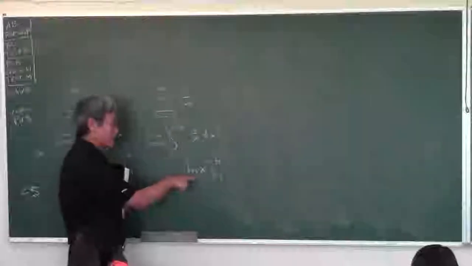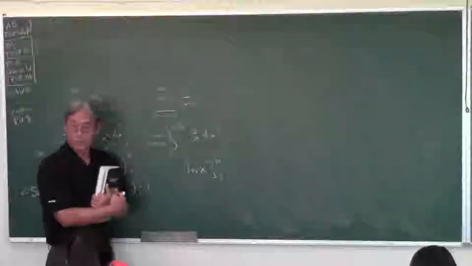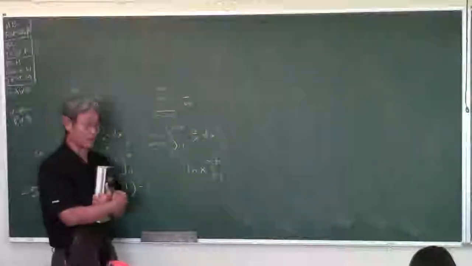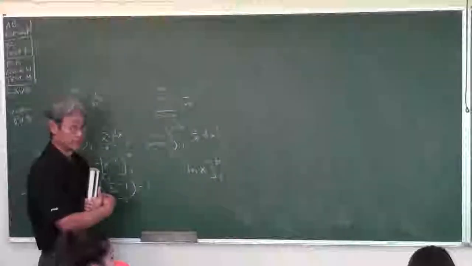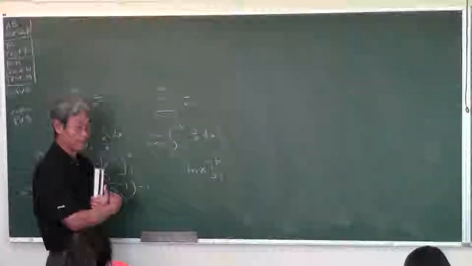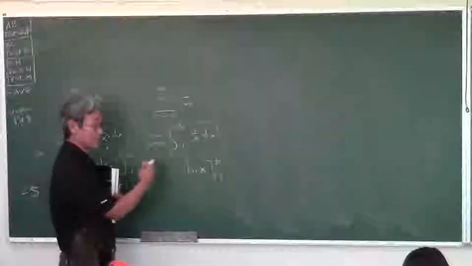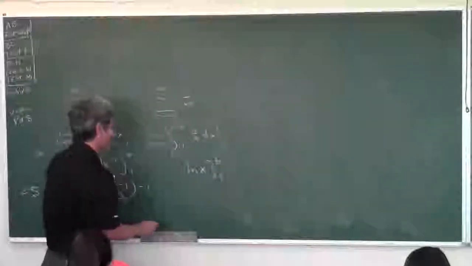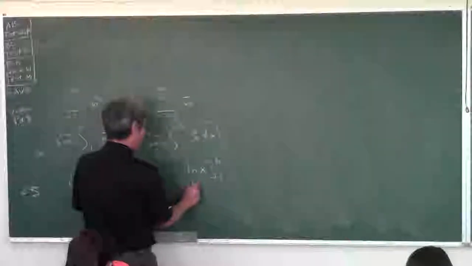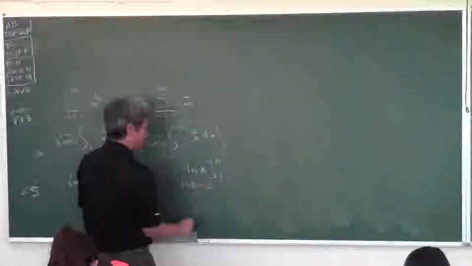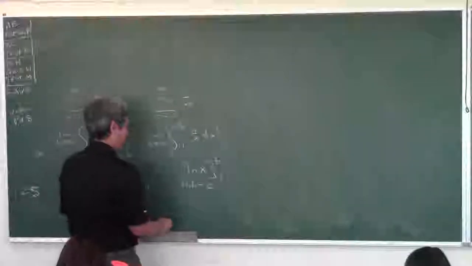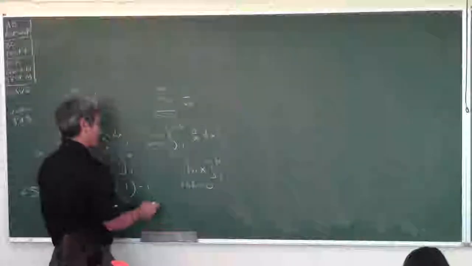Where did the absolute value go? It's from 1 to infinity, so I don't put absolute value because x is positive. Since it's going from 1, it's only positive numbers. Plug in the top number, plug in the bottom number, subtract. Natural log of 1 is 0. I've got to train them on natural log of 1 is 0.